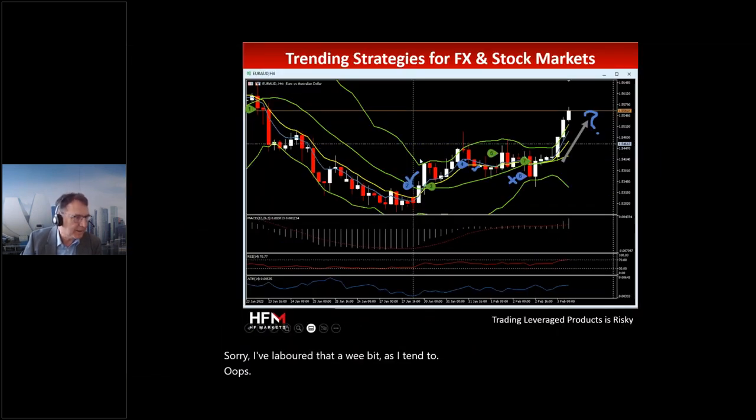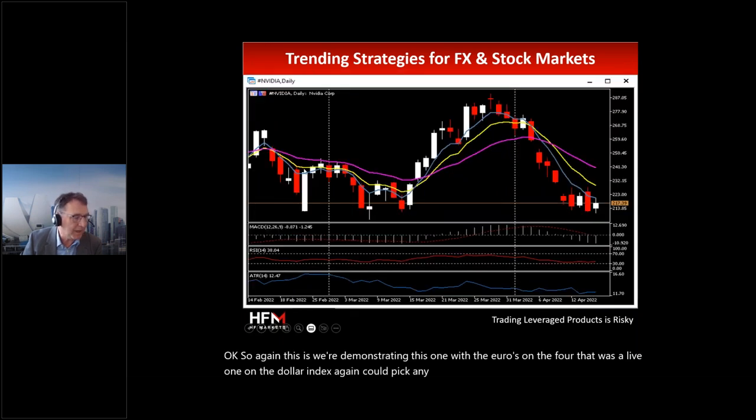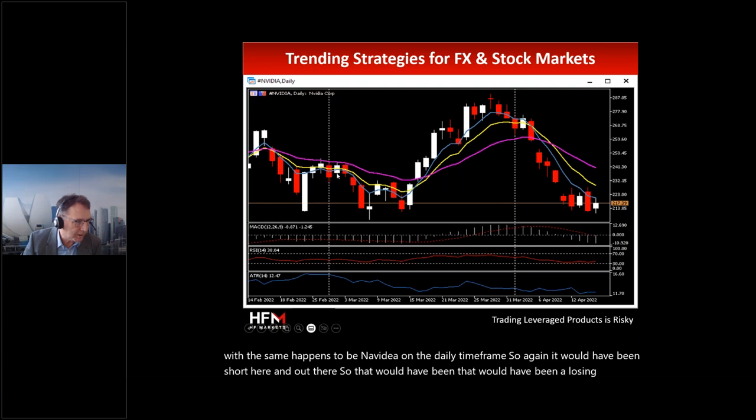Okay, so again, we were demonstrating this moment with the Euro Aus on the 4-hour. That was a live one on the dollar index. And again, you can pick any chart. This happens to be a stock market example, Nvidia on the daily time frame. So again, it would have been short here and out there. That would have been a losing trade, but you could have gone short again there.